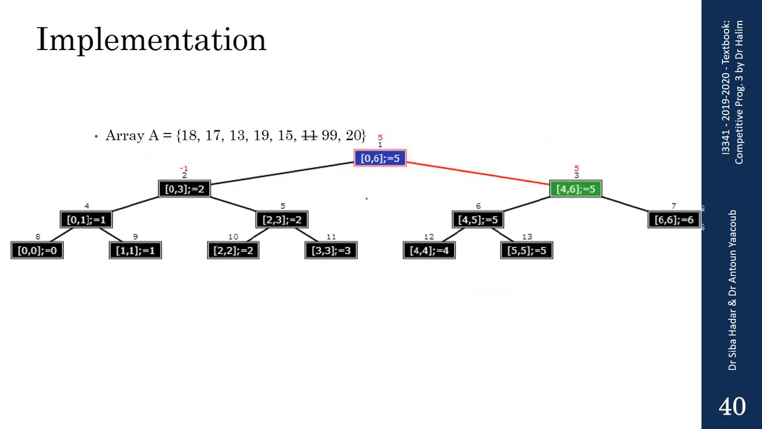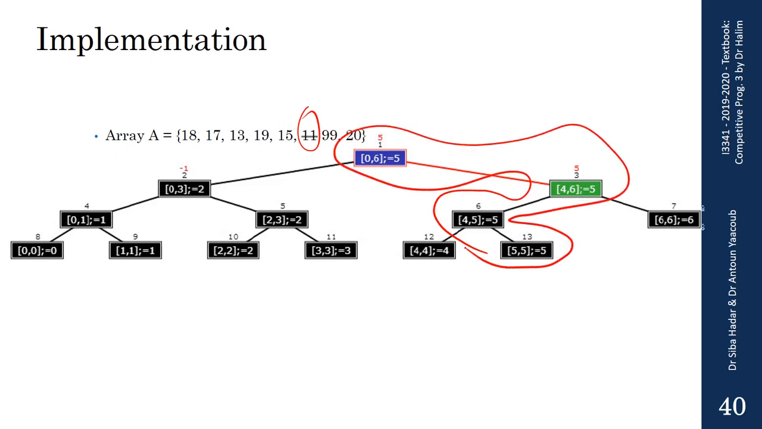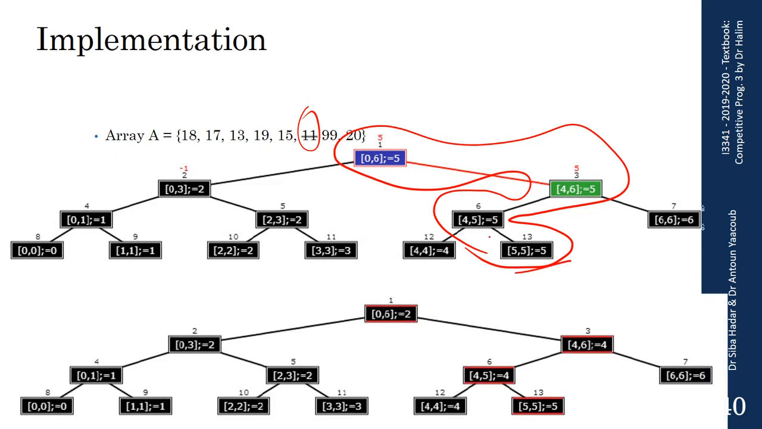So let's see an example. We have the original tree here, and then we have changed the element 11 into 99. What I should do is not modify all the tree. I just need to modify the branch which contains the 5. So I'll start from the leaf, and I'll go up and modify all the nodes. So it's easy. I just need to modify one branch to update all the tree.